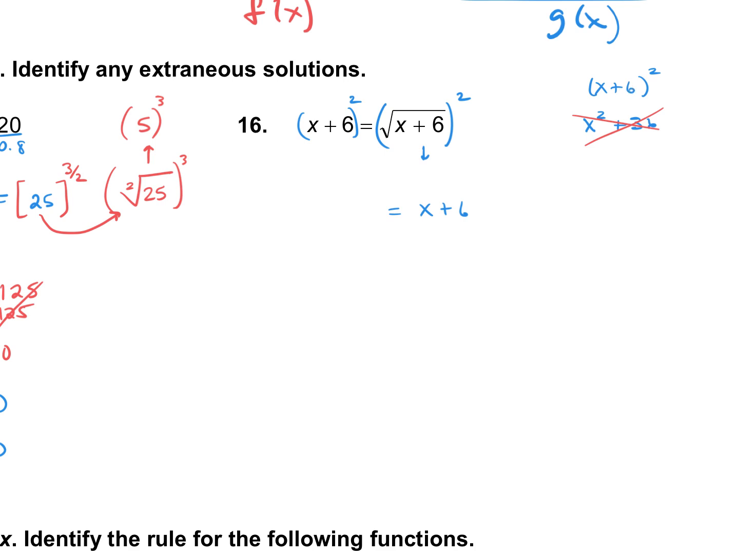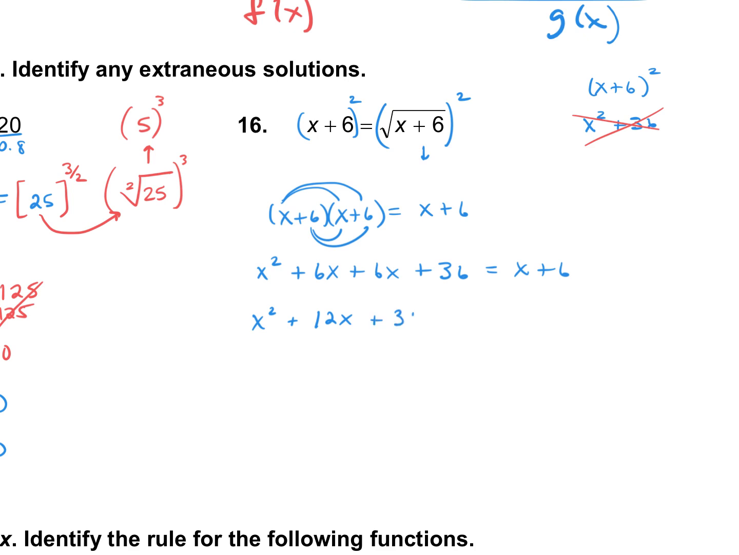What we have to do is say, well, (x + 6)² is really (x + 6) times another (x + 6), and we do have to multiply it out. All right, so multiplying this out, we get x² + 6x + 6x + 36 = x + 6. We can clean up the left side a little bit.